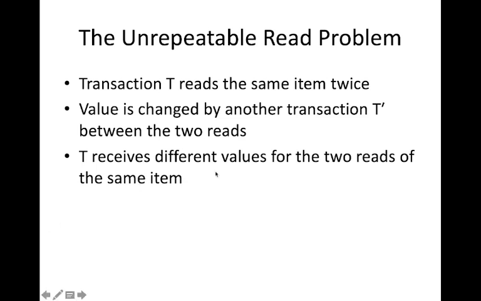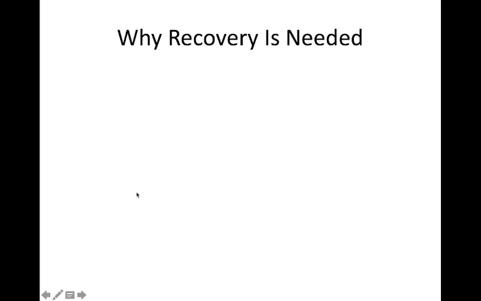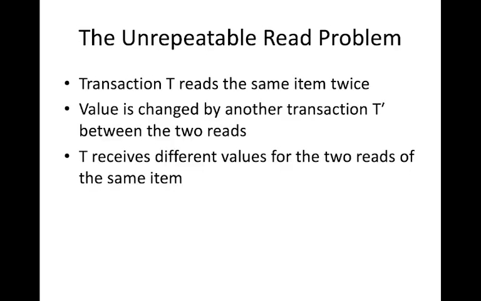So T receives different values for the two reads of the same item. So for all these four reasons, we require concurrency control. If we have properly controlled that concurrency, then these problems wouldn't have occurred. Then why is recovery needed?